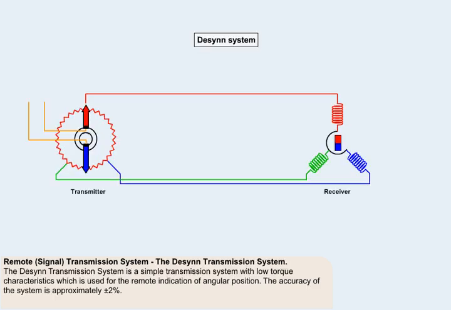The DESIN transmission system is a simple transmission system with low torque characteristics, which is used for the remote indication of angular position. It's often used where a simple pointer and scale is adequate. For example, remote indication of flap, rudder and elevator positions, or to repeat the reading of an instrument at a remote point. The accuracy of the system is approximately ±2%.